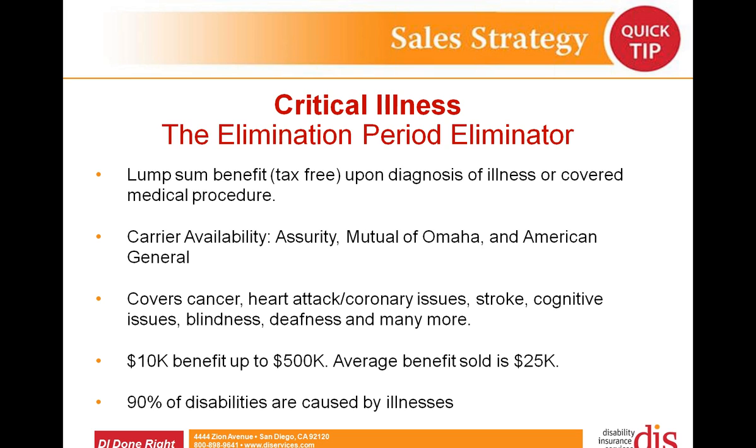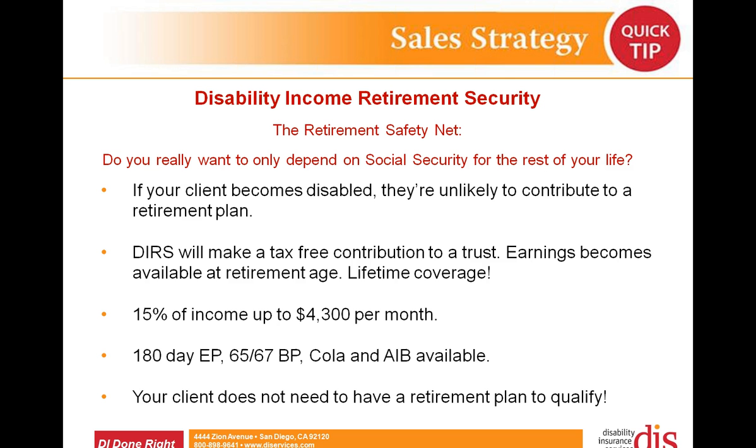So that's on the front end. This is the critical illness policy. Again, this is going to protect the client during that elimination period. What about the other product on the back end? Retirement age, disability income retirement security. This is a product offered by the Principal, one of the carriers that we represent.